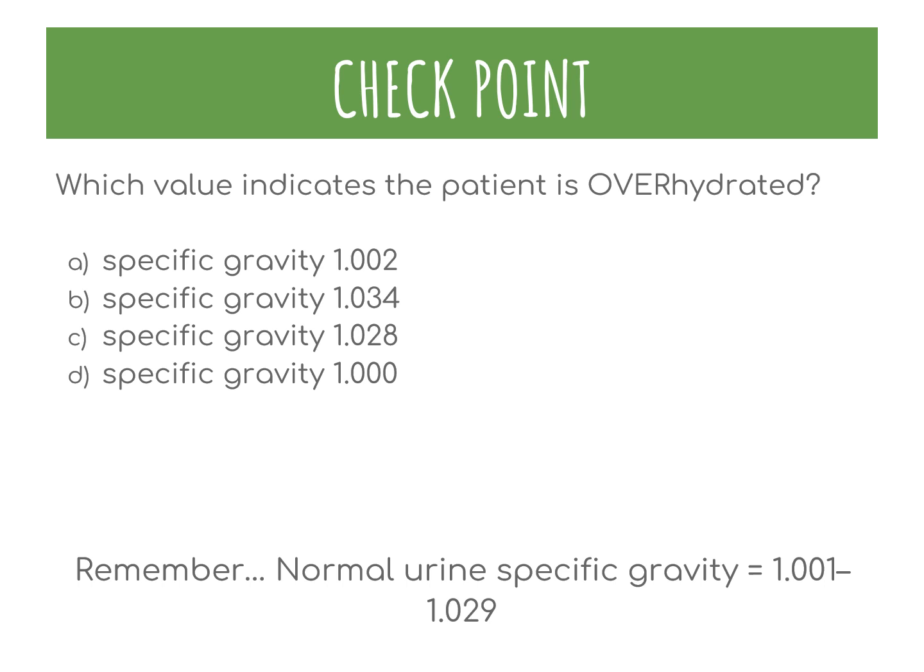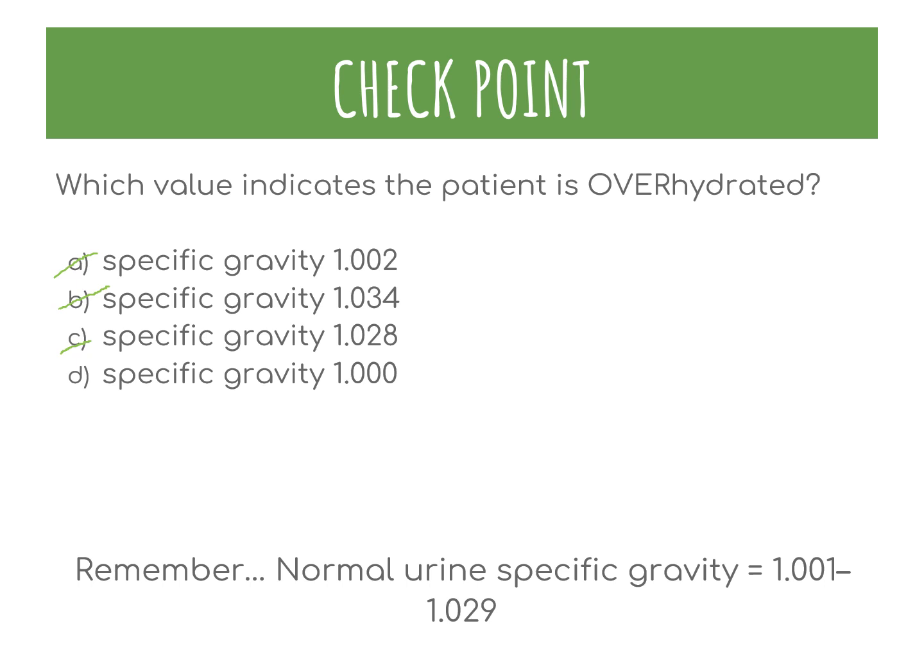Checkpoint. Which value indicates the patient is overhydrated? Keyword, overhydrated. Remember your normal urine specific gravity range. As I look at this, I can automatically deduct A as well as C. Why? Because these fall within the normal range of urine specific gravity. When I look at B, I can see that this is a higher value. So remember, the higher the drier. So this would indicate dehydration, not overhydration.